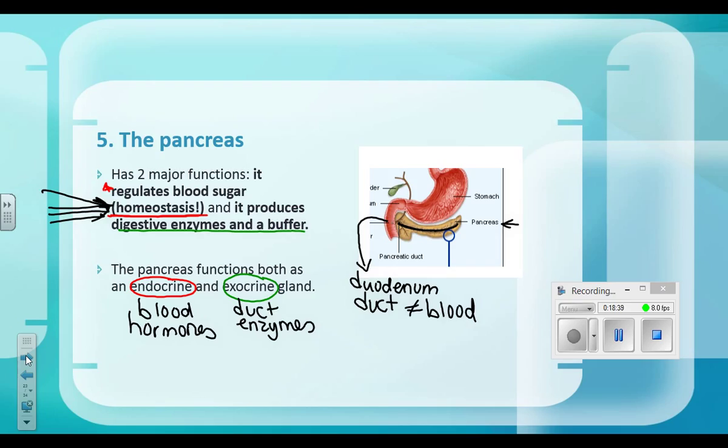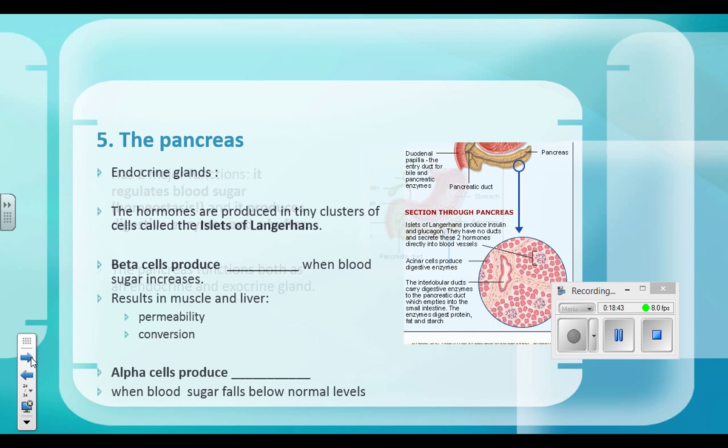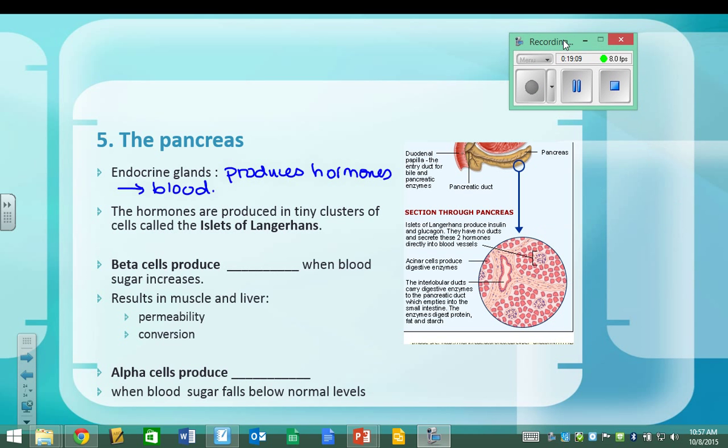So, we will talk first about the endocrine function of your pancreas. Endocrine glands, like I already said, produce hormones that go into your blood. So what are the hormones that your pancreas is producing? Well, perhaps you have heard about some of the things that come from your pancreas before.